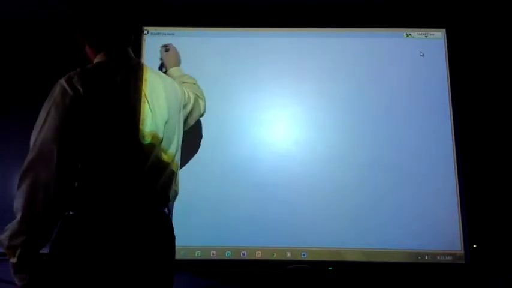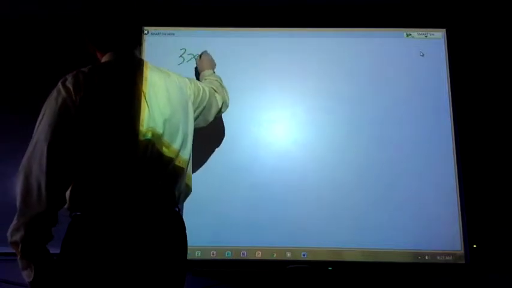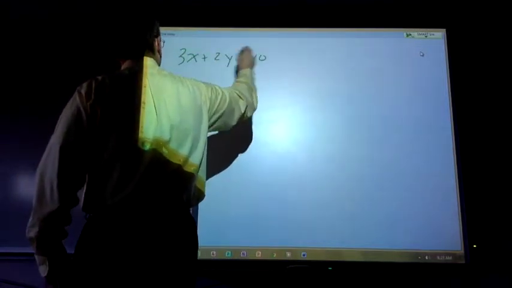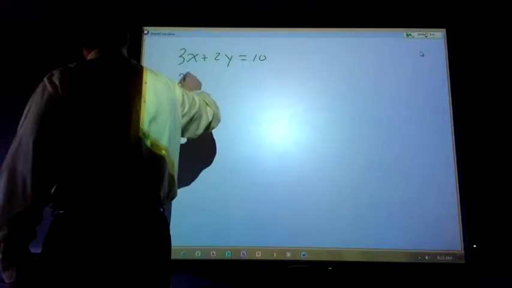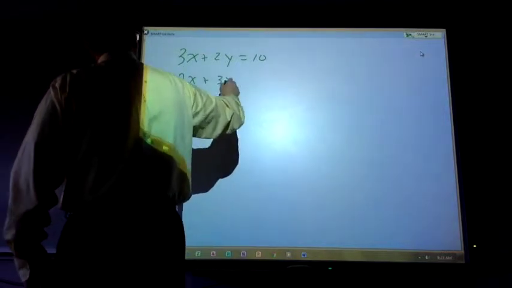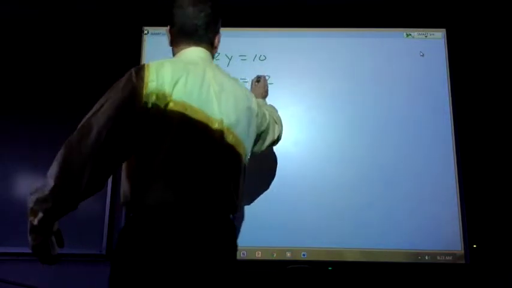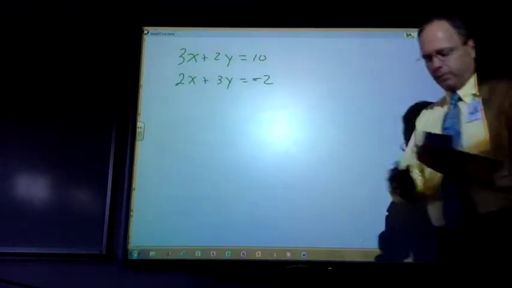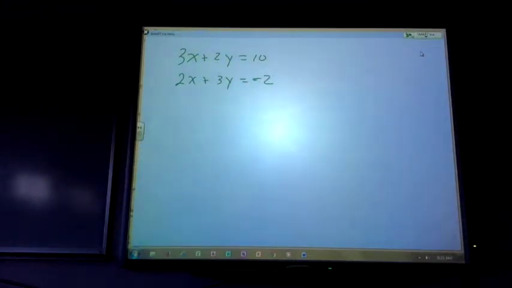Okay, it's 3x plus 2y equals 10. And then 2x plus 3y equals -2. Okay? It's a -2, right? Mackenzie, am I graphing this? No. No? So if I'm not graphing it, I'm not shading any regions, right? And if I'm not shading any regions, I'm not picking any test points, am I? No. Okay. Like it. Karen?